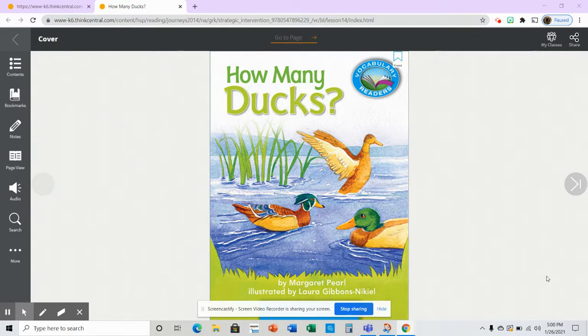And this week in our story, How Many Ducks, we have our two sight words, which we're going to be going over. And also, our strategy this week is to infer and predict. So that means that good readers use clues in the words and the pictures to help them figure out what's happening in a book and make a guess about what might come next. So we'll use that strategy as we're reading. Okay.